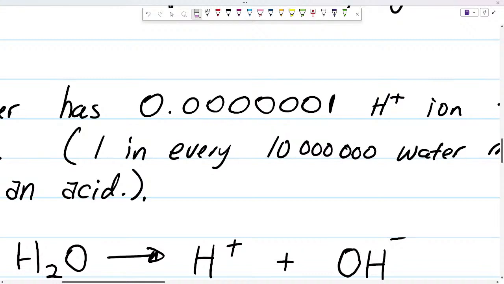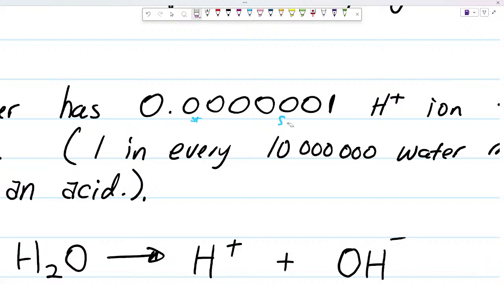So neutral water, we have not 1 H plus ion for every water. We have decimal 0.0000001, and that 1 is not the first digit, not the second, not the third, not the fourth, not the fifth, not the sixth. That 1 is the 7th digit. So we say neutral water has a pH of 7.